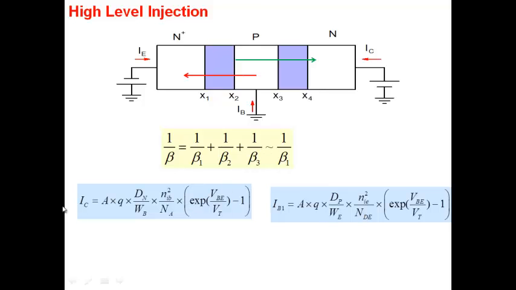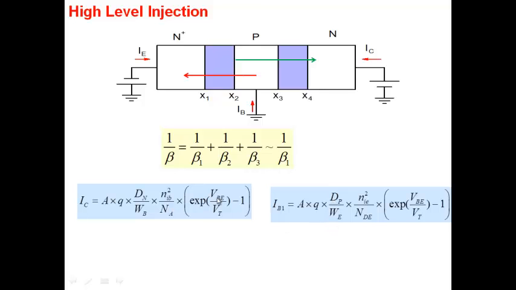Now when you apply high bias, if you look at the collector current, the way it is written is A q, diffusion constant divided by W, and ni squared over Na, exponent VB by Vt. What is this? It is the carrier density injected into the base, the carriers which are injected into the base. Ni squared over NDE, this part is the carriers which are injected into the emitter. And of course, it's a diffusive current, so diffusion constant divided by WB.